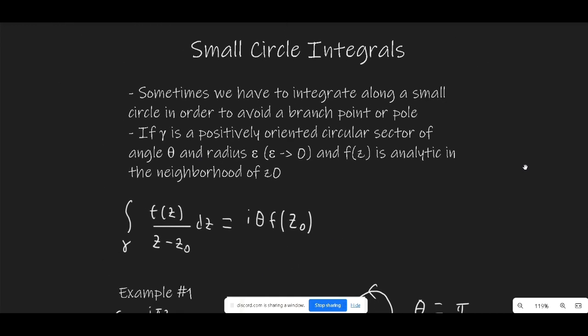Okay, now we're going to talk about small circle integrals. Small circle integrals are a little bit of an interesting topic. Usually we have small circle integrals when there's a certain point that we want to avoid in our integration, but it's sort of like in our way. So for example, this point may be a pole or it may be a branch point. And so essentially we'll have to integrate over the point.